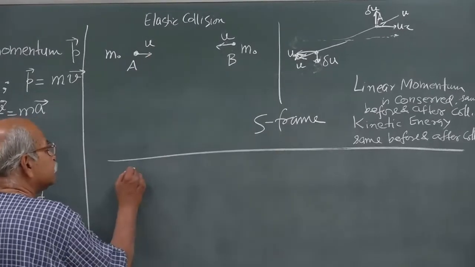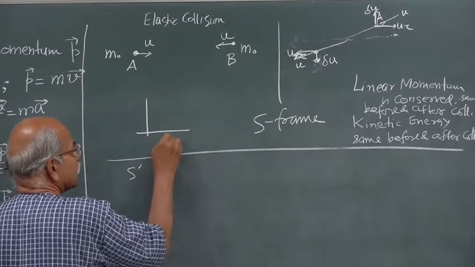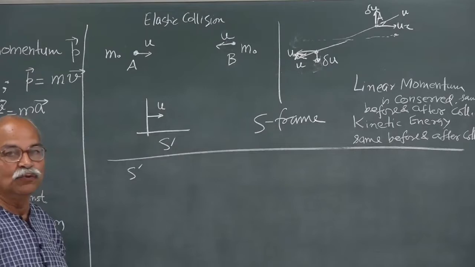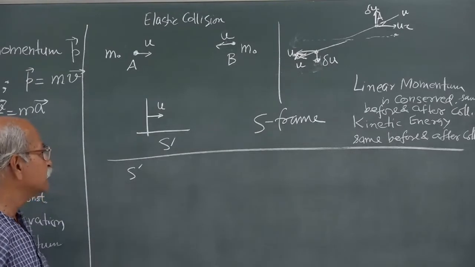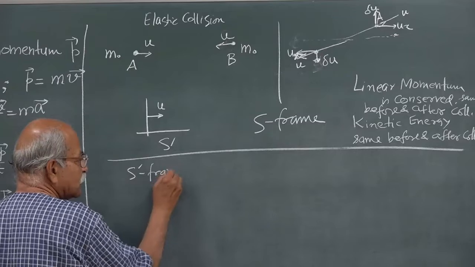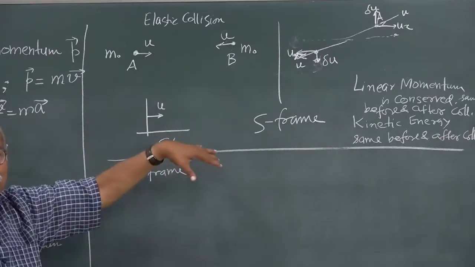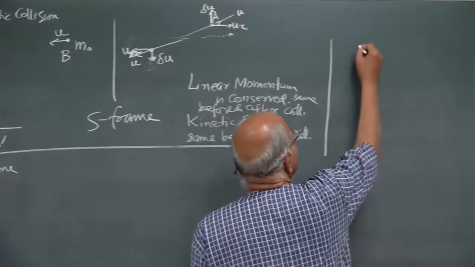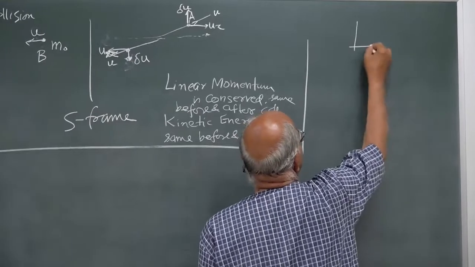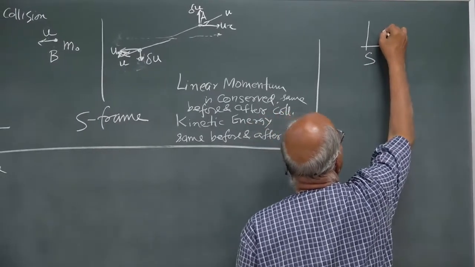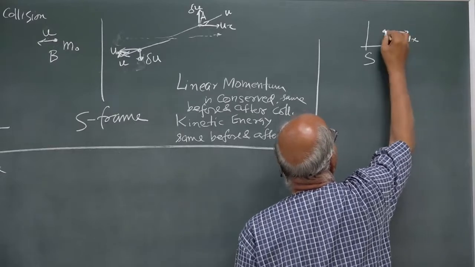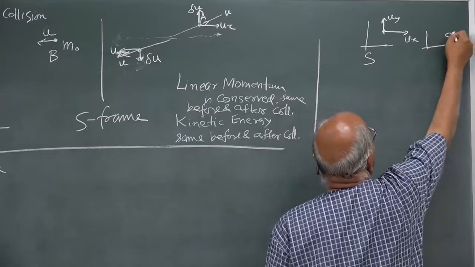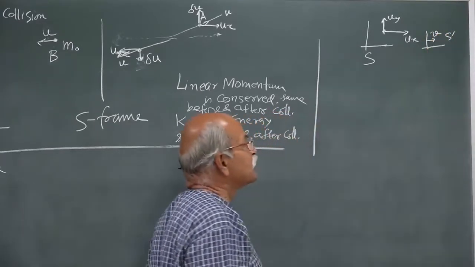So, I take S prime, which is moving with respect to S with a speed u. In this S prime frame, what will be the situation? What are the velocities before the collision and after the collision? You remember the velocity transformation equations. Suppose in S you have a particle which is going with some component ux here and uy here, and then you have a frame S prime, and S prime goes with a velocity v with respect to S.